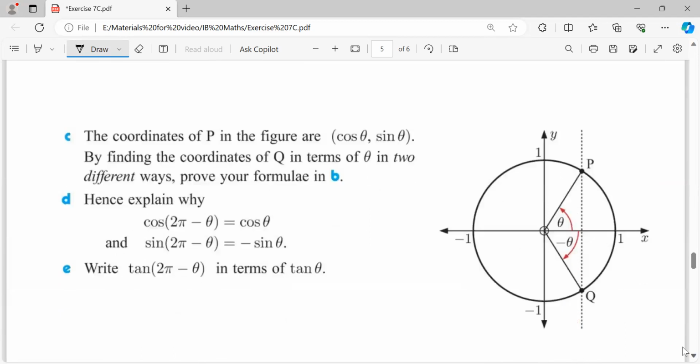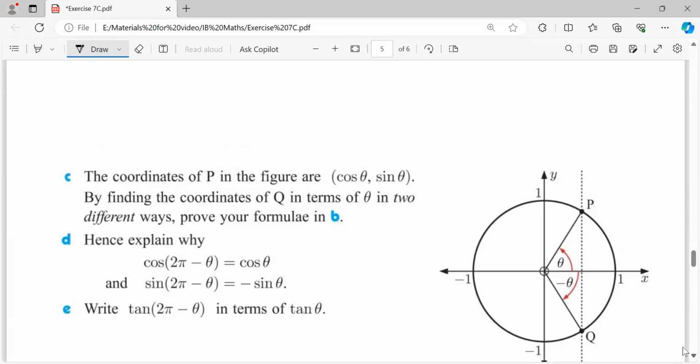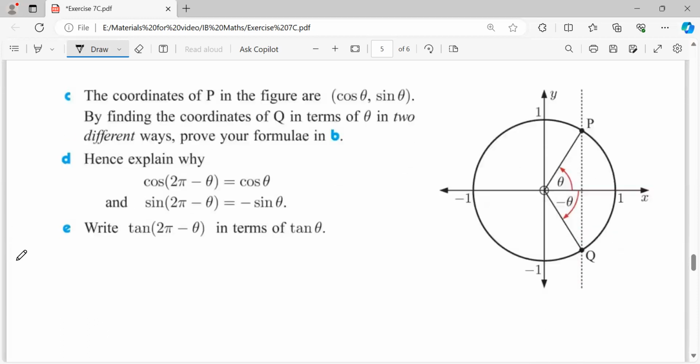So next, the question C. The coordinates of P in the figure are (cosine theta, sine theta). By finding the coordinates of Q in terms of theta in two different ways, prove your formula in B. Okay. I'm going to use this space. No, better this space.